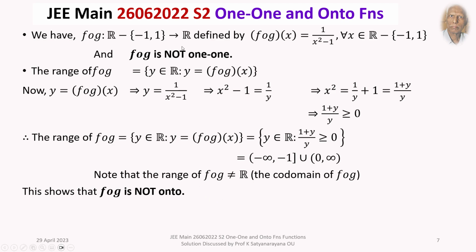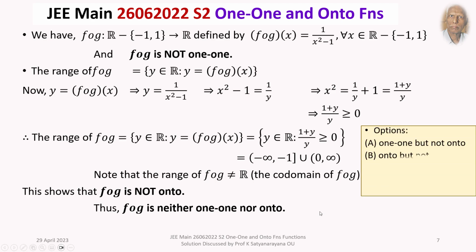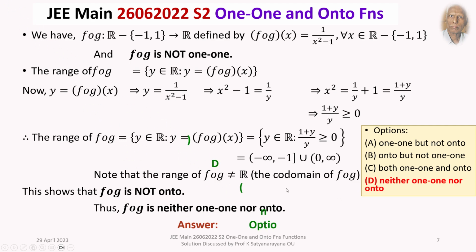So we have already shown it is not 1 to 1. Now we have shown it is not onto. Therefore, f composed g is neither 1 to 1 nor onto. Let's look at our options. And our answer is appearing against option D. Therefore, our answer to this question is option D.